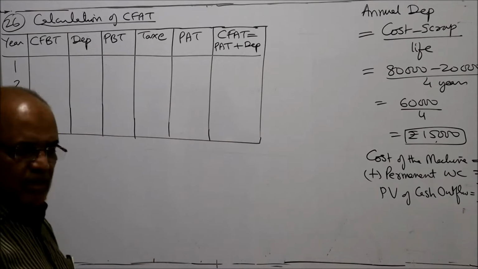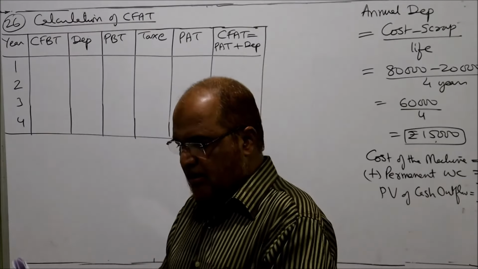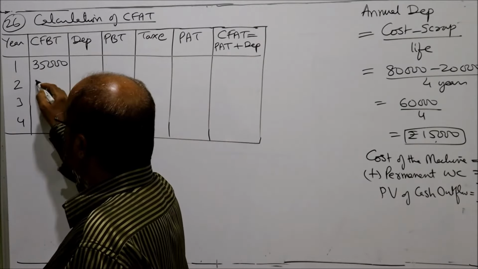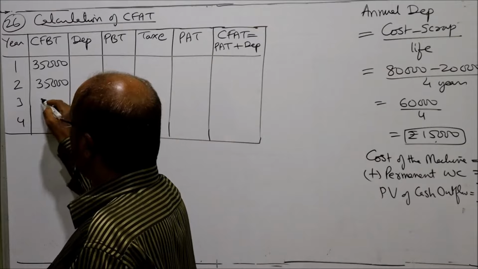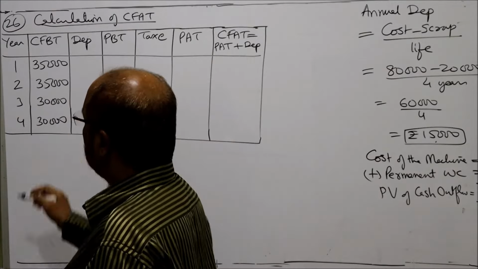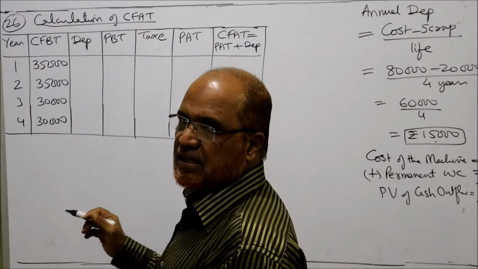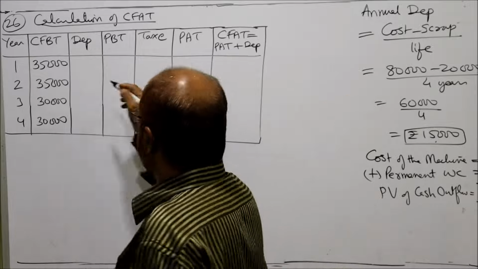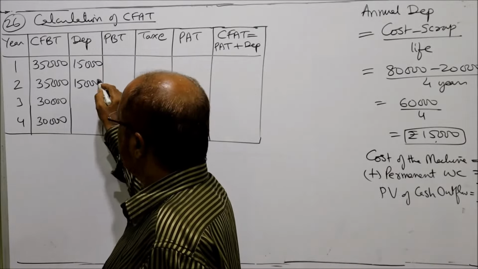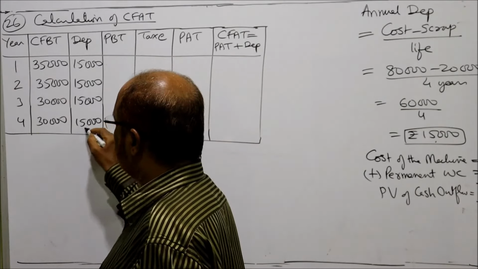See carefully. CFBT, how much is the cash flow before depreciation and tax? Given in the problem, first year 35,000, second year 35,000, third year 30,000, fourth year 30,000. This is the cash flow before depreciation and tax. Annual depreciation, just now we have calculated 15,000. Every year depreciation will remain the same.